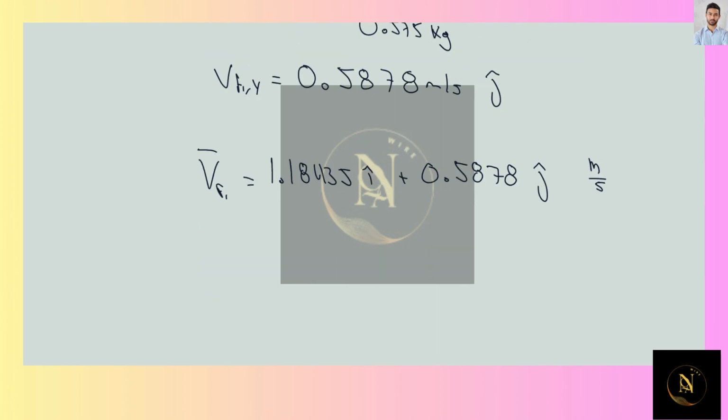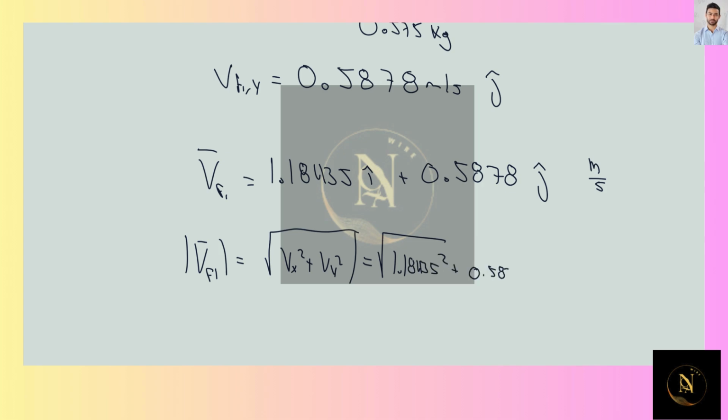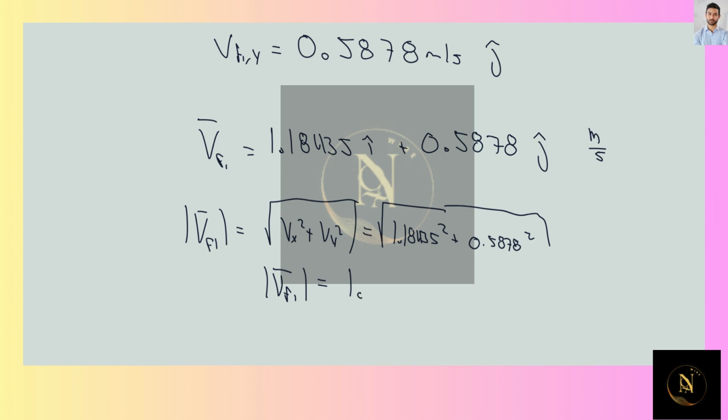Now the speed is going to be the magnitude of the velocity vector, and is going to be equal to the square root of vx squared plus vy squared. So the square root of 1.18435 squared plus 0.5878 squared gives us that the final speed for 1 is equal to 1.322 meters per second.